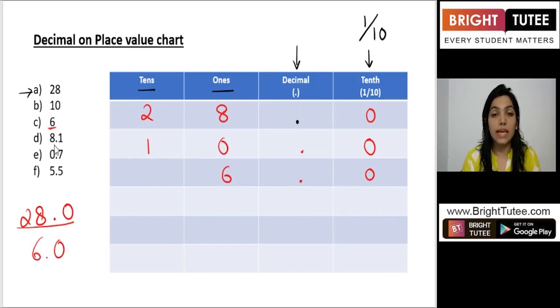Now the D part is 8.1. So 8 in the ones, the decimal point will follow, and here we'll have a 1 at the tenths. Moving ahead, it is 0.7. So 0 will come at the ones and here we have got a 7. Now the last one, F part, is 5.5. So here at the ones we have got a 5, here the decimal point, and here at the tenths we have got a 5. I hope it's easy how we can put these decimal numbers in the place value chart.